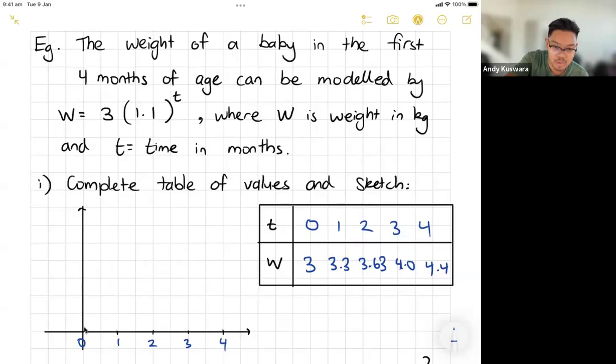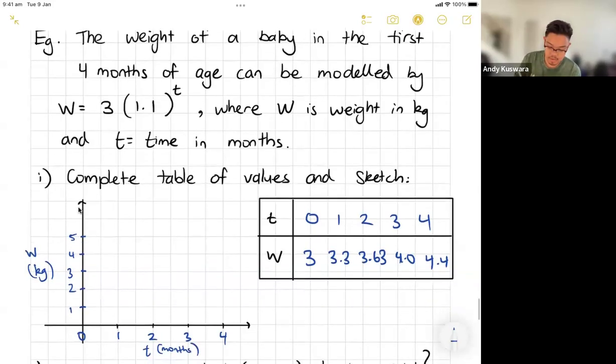And I can't just write 3 here. It has to be to scale for this to kind of work. And so what I'm going to do is that's going to be 1, 2, 3, 4. And this will be kilograms. So this is the weight in kilograms, and this is the time in months.